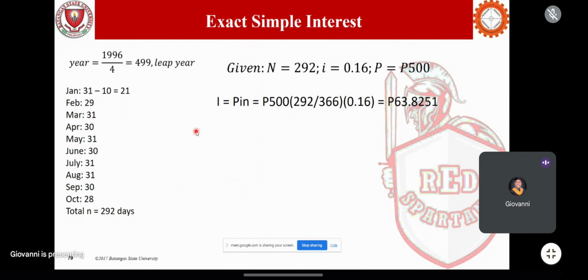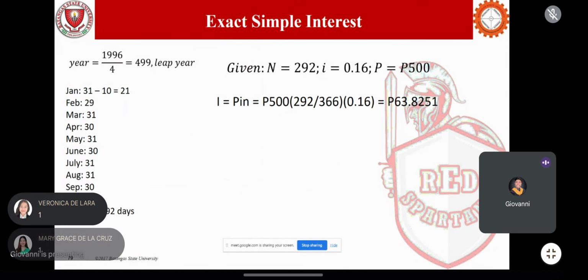Question for ordinary and exact simple interest. Are we clear? Type 1 if clear. Okay.